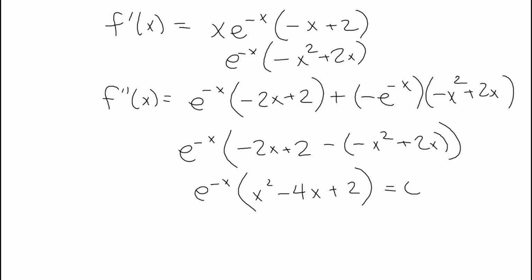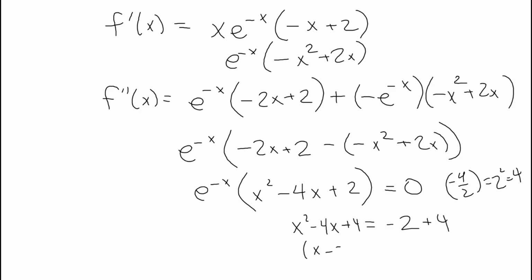It's never undefined. It's equal to 0 when x squared minus 4x plus 2 equals 0. So we'll complete the square with that. We'll subtract the 2 over. We'll add 4 to both sides, right? Because negative 4 over 2 is 2. And when we square it, that gives us 4, which means we want to add 4 here. We'll factor to get x minus 2 squared equals 2.